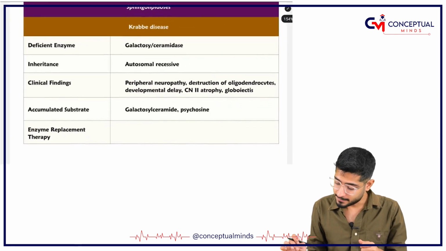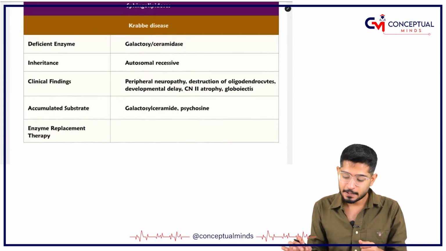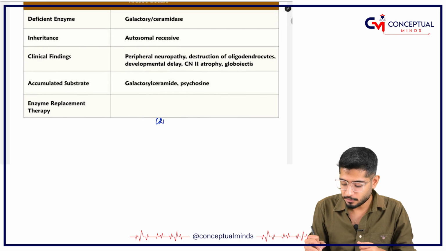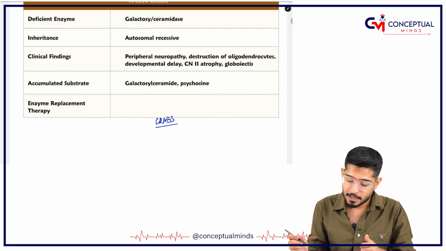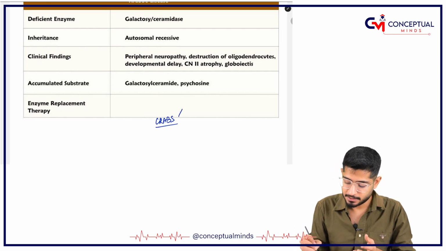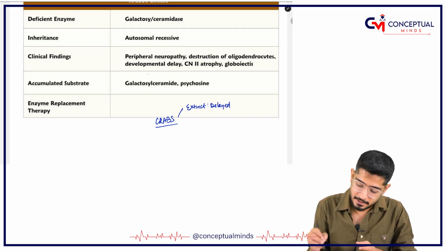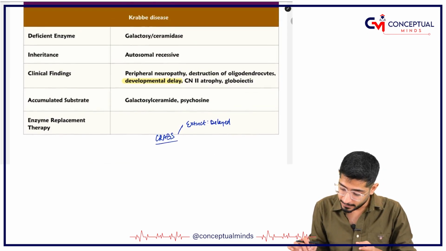Coming on to Krabbe's disease, okay. So what is Krabbe's disease? If you have to remember, just remember, like crabs are not seen nowadays. They are extinct actually, okay. They are delayed, like that you can remember. So why am I telling you this? Because in Krabbe's disease there is a developmental delay that's going to happen.